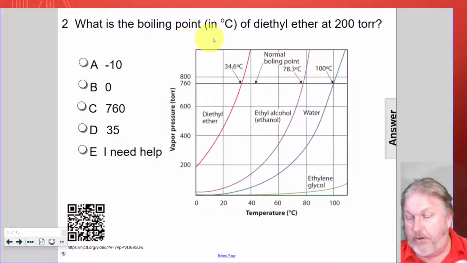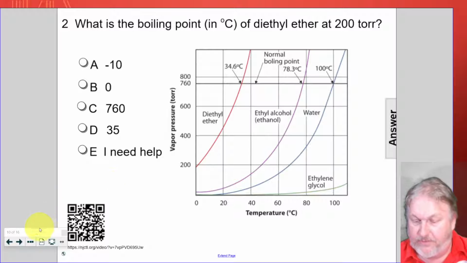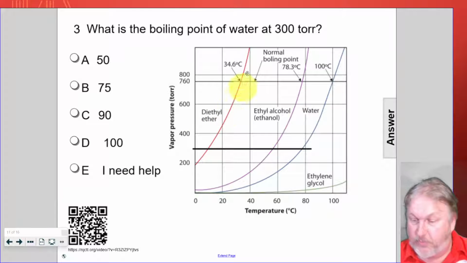What is the boiling point in degrees C of diethyl ether there at 200 torr? If I go right there, whoa, it's almost like zero. So I'd probably say, I'd call it zero. That's what it is. Okay. What's the boiling point of water at 300 torr? Well, that's about 300 torr. Let's go find it. Wow, that's going to be about 75? Yeah. Yep.